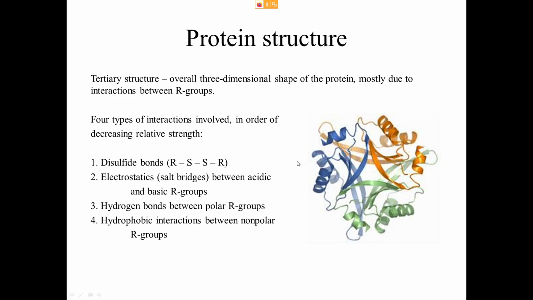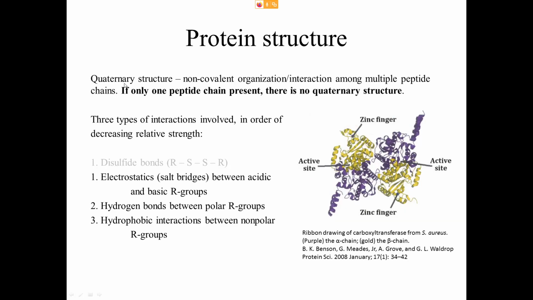Okay, so one last thing to zoom out is quaternary structure. Now you're thinking, wait a minute, we just zoomed out to see the whole protein. How can we zoom out even more and have a larger structure? This quaternary structure is only possible if there's more than one protein chain interacting with one another.